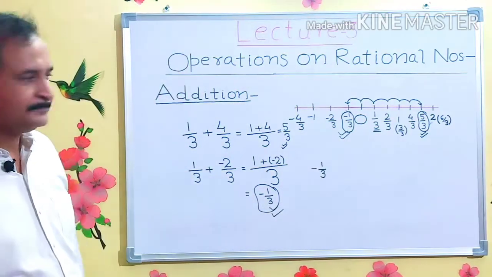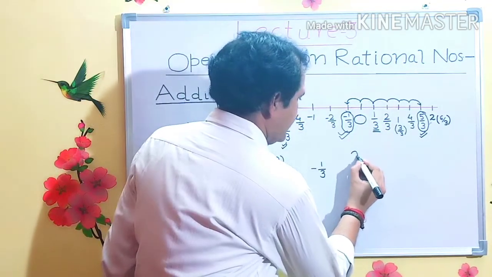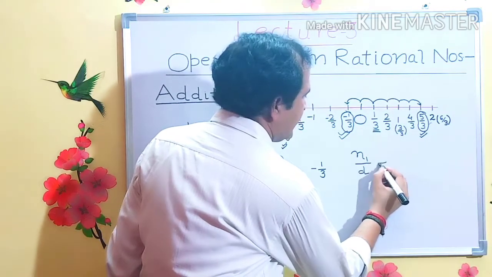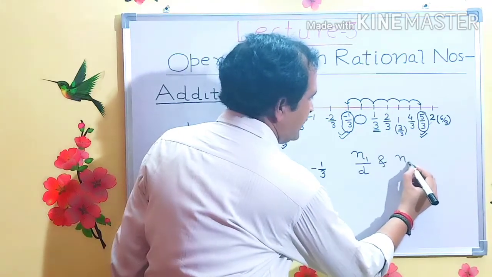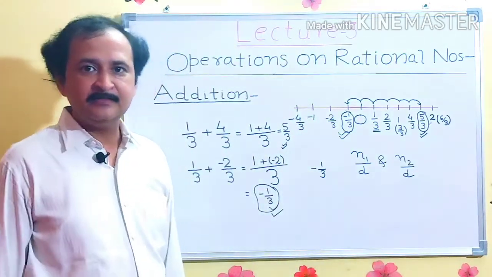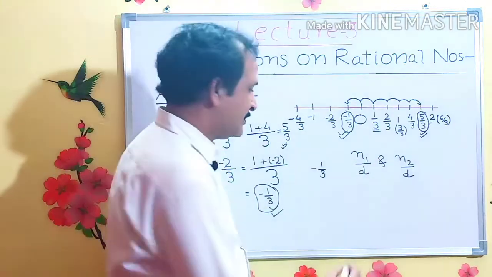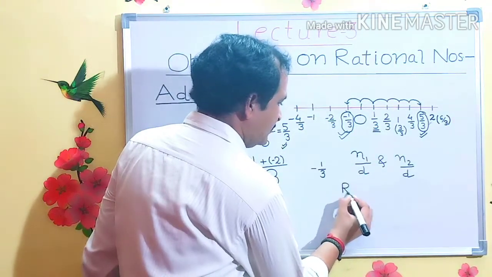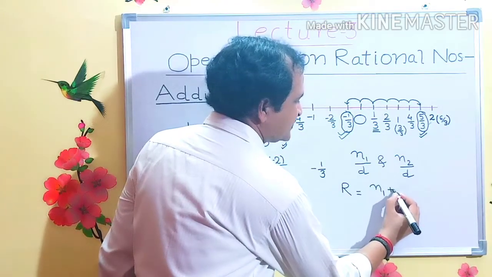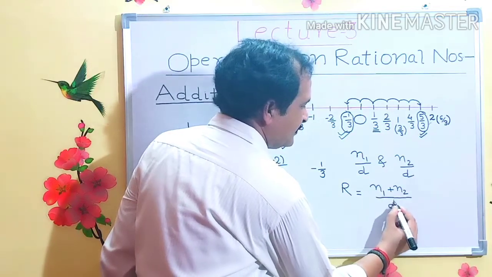It means if we have two rational numbers n1 upon d and n2 upon d, then the rational number we obtain after adding these two rational numbers, r, is equal to n1 plus n2 upon d.